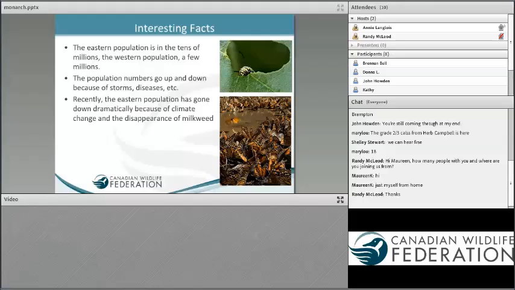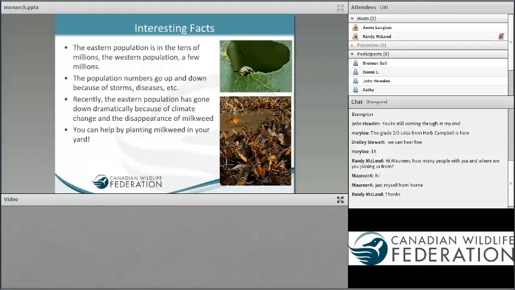But recently, the eastern population has gone down quite a bit. Scientists think it's because of climate change and also because of the disappearance of milkweed. Where people live now, milkweed can grow no problem, but because we like our gardens with lovely different flowers or roses or whatnot, we don't let milkweed grow. So that's pretty bad for monarchs.